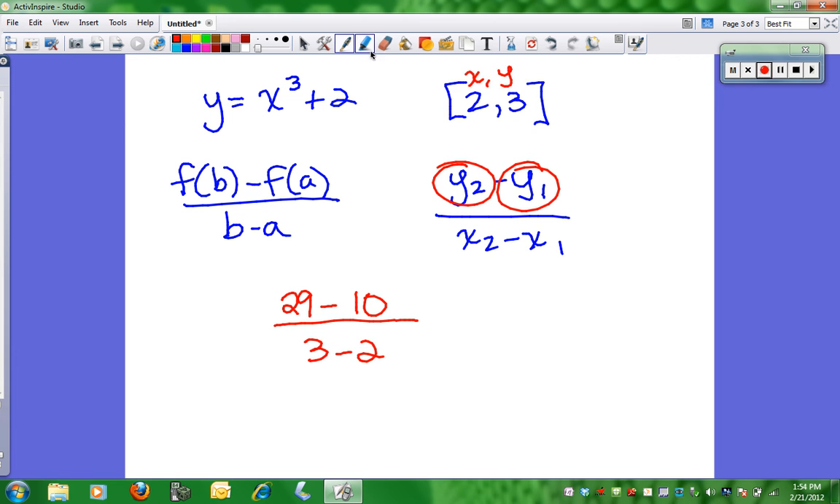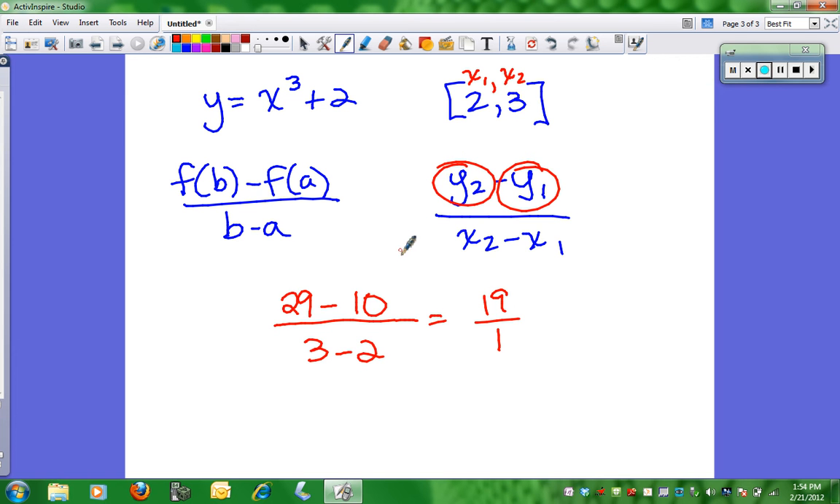I'm sorry, this would be my x1 and my x2. This is an interval. So here we have it, and this becomes 19 over 1. That is my average rate of change of x cubed plus 2 over the interval 2 to 3.